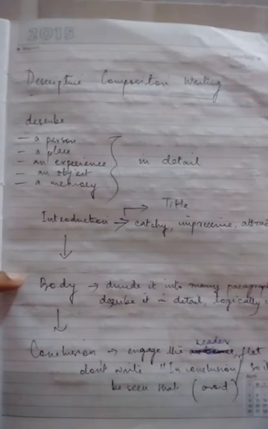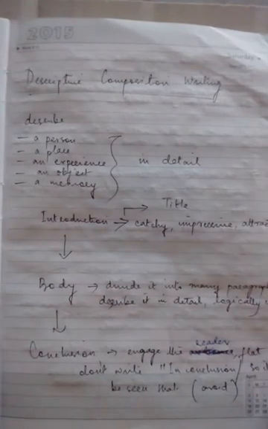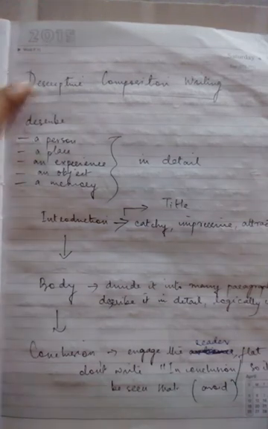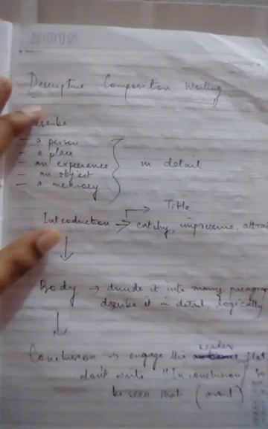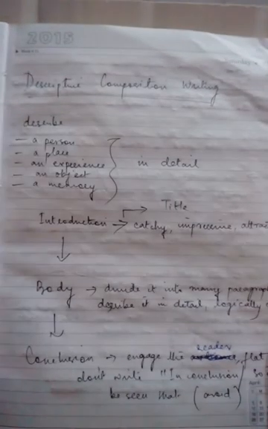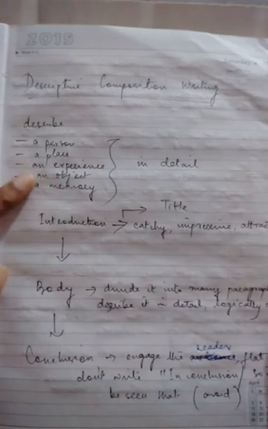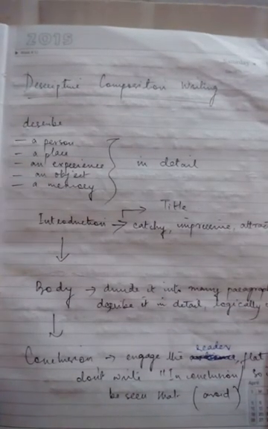So this is going to be your first English language class, and I'm going to teach you how to write descriptive composition writing. Now, this topic is quite familiar, right? You all know what descriptive composition writing is. It is nothing but describing a person, place, experience, object or a memory in detail, right?